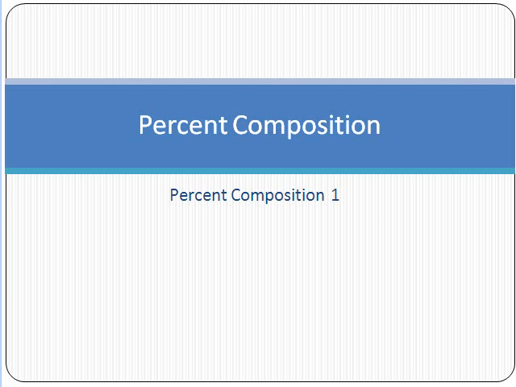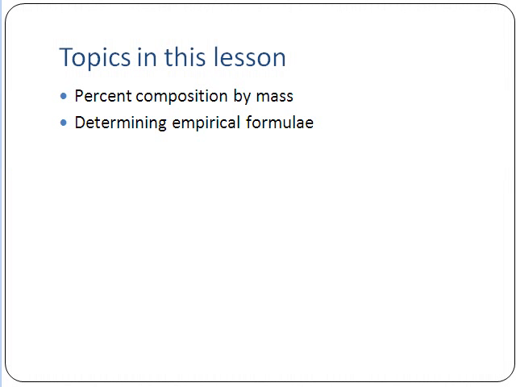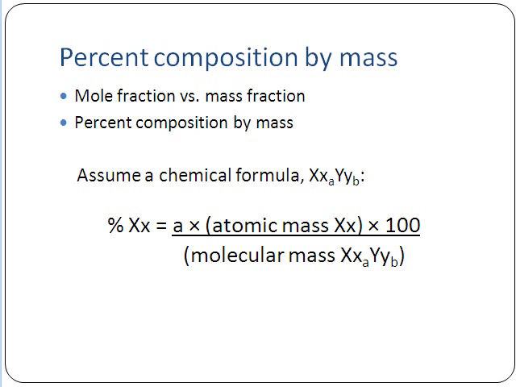The first lesson of this next unit is going to be on percent composition. And in this lesson, we're going to look at two things. We're going to look at percent composition by mass, and we're going to look at determining empirical formula. And so on to percent composition by mass.